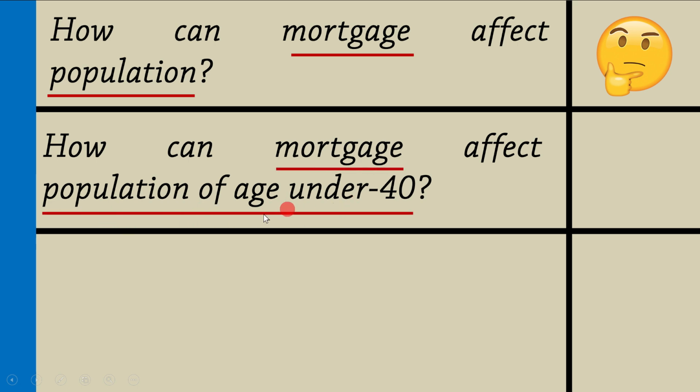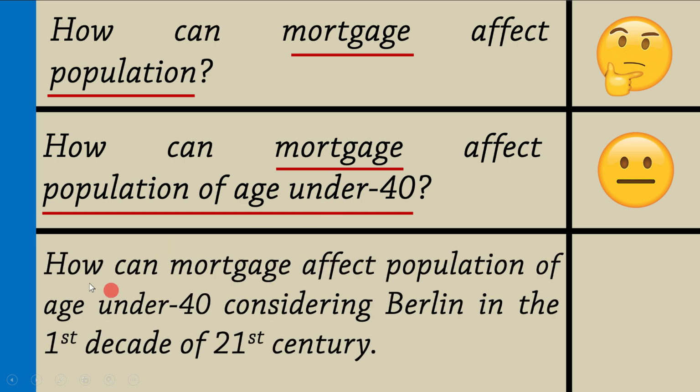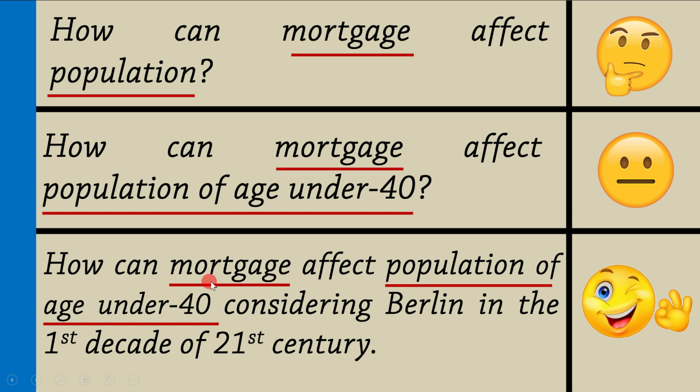It's concentrated on the young age. Still, I have more questions about the time, the region, where the investigation is focused. So it could be more focused. How can mortgage affect population of age under 40 considering Berlin in the first decade of the 21st century? Good. Seems perfect. Now the investigation line is completely focused.